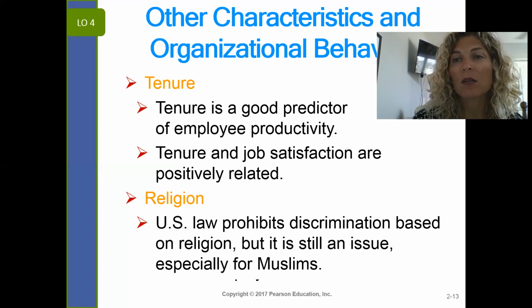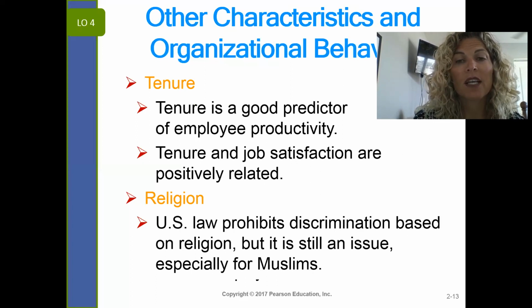And again, as long as I'm using this factor consistently, I can discriminate based on how long you've been in a job. So the people with the most tenure might avoid a layoff. If I'm going through a layoff and I have to make the decision of who's laid off and who's not, I can use tenure as a factor in that decision making.